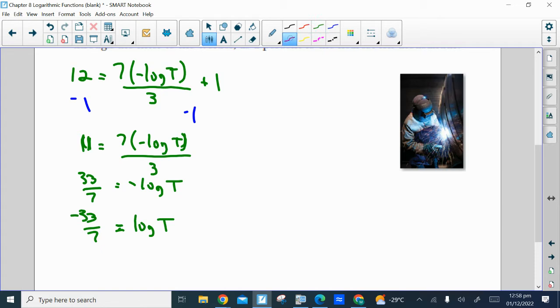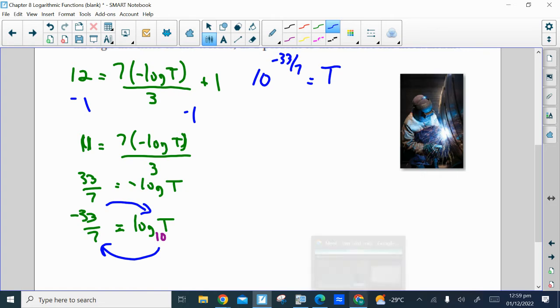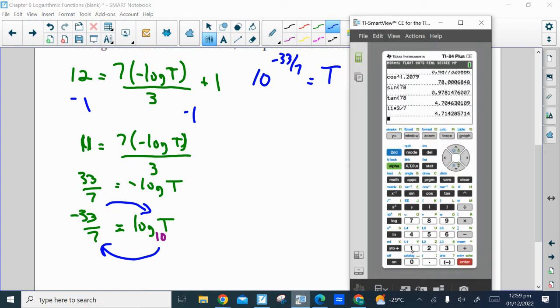This is a common log, no base indicated, which means it's base 10. And we need that base because we're going to change it from logarithmic to exponential. We're going to start with the base and cycle through. 10 to the negative 33 on 7 will equal T. So this will give us the fraction of visible light that'll pass through that filter. If we work it out, it'll give us our answer as a decimal, 10 to the power negative 33 over 7.